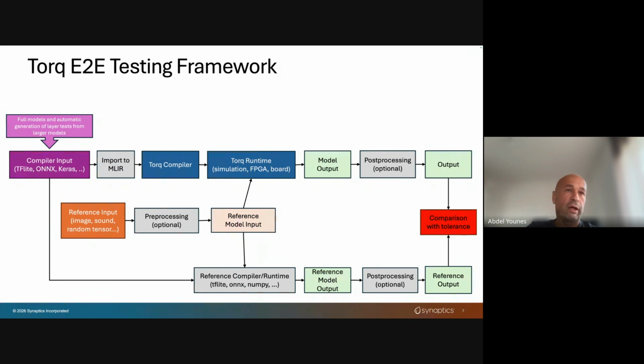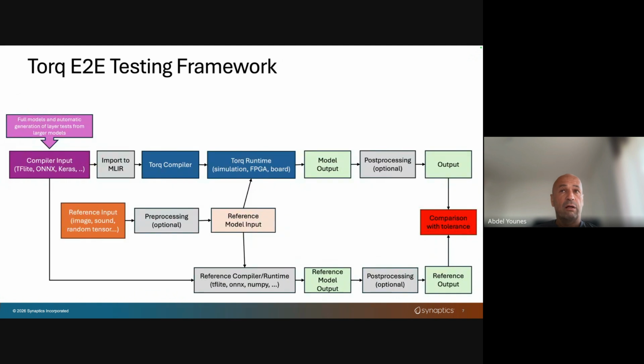So for the end-to-end testing, we also have the ability to integrate a reference input, which can be an image, a sound, or a random tensor, to pre-process it, and then we can also post-process optionally. For example, in the case of classification or object detection, we will do the post-processing that we need, and the comparison will be really on the model result and not on the raw outputs.